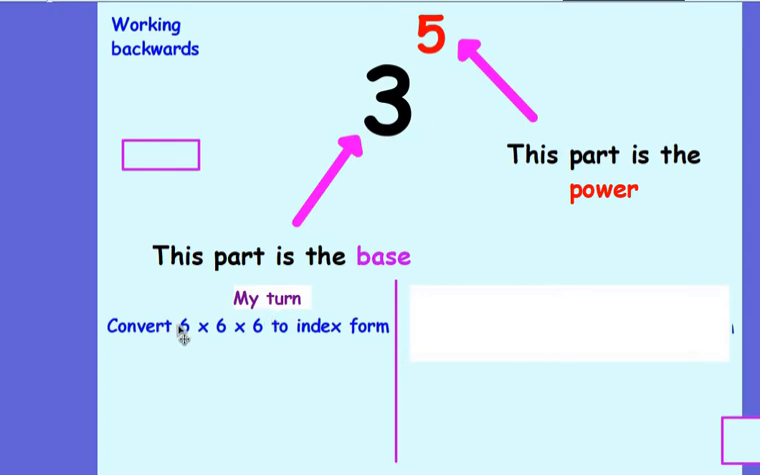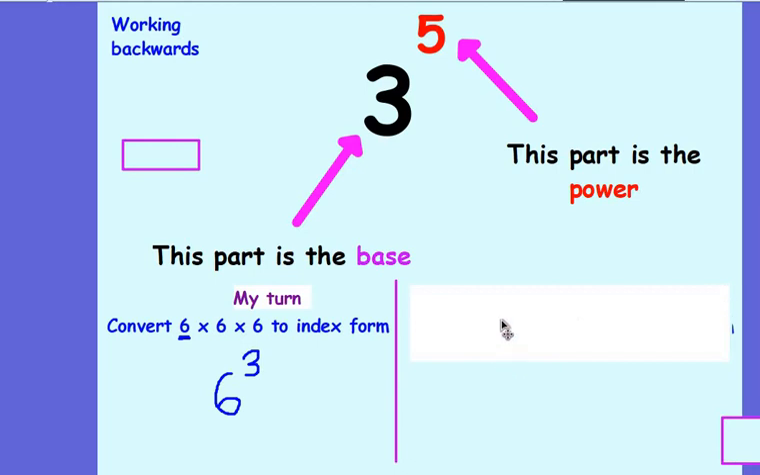For example, I'm going to go through an example and then you're going to do an example in your dark blue books or on your neat piece of paper. I've been asked to convert 6 times 6 times 6 to index form, so I need to make it look like the big number at the top. I know my base is going to be 6 and my power is just the number of times I've multiplied 6, which I've done 1, 2, 3 times. So my power is going to be 3. So writing it in index form gives me 6 to the power 3.